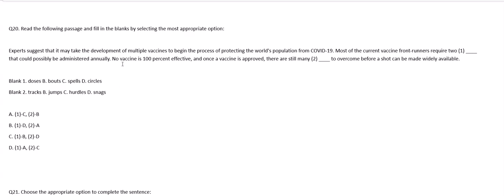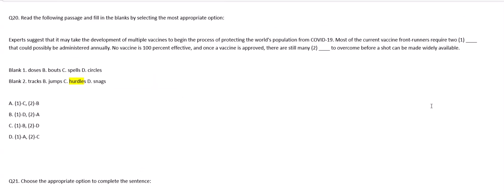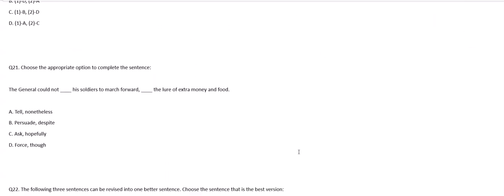Okay, no vaccine is 100% effective. And once a vaccine is approved, there are still many what? Hurdles. There are many hurdles to overcome. Which one best suits the second blank? Tracks won't suit, gems won't suit, snags means small problems, but here it says there are still many, so snags won't come. What is remaining? Hurdles. I think it's clear. Okay, let's move on to the next question. 21.